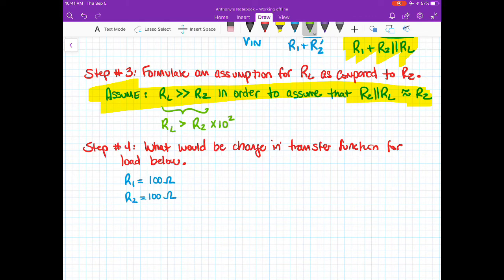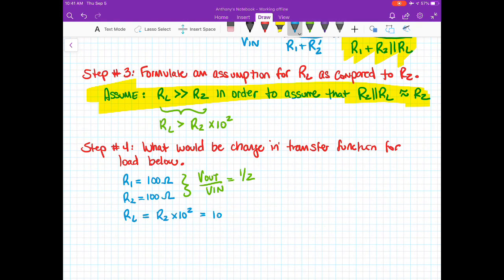And what is the ideal transfer function for this? So V out over V in ideally is going to be equal to 1/2, right? Because you have 100 over 100 plus 100. But, like we said, we're going to be considering a load. So I'm going to say this load is R2 times 10 squared, which is 10,000 ohms. Okay, so let's calculate what the new gain for the transfer function would be and compare it.